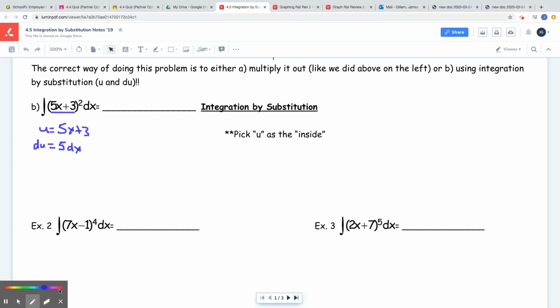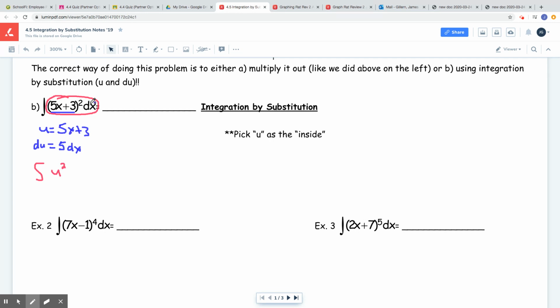Now what we are going to do is rewrite this integral, and substitute and rewrite all of this using du and u. If I can't, that means I picked the wrong thing. So what is 5x plus 3? Well, 5x plus 3 is just u. So that's going to be u squared.